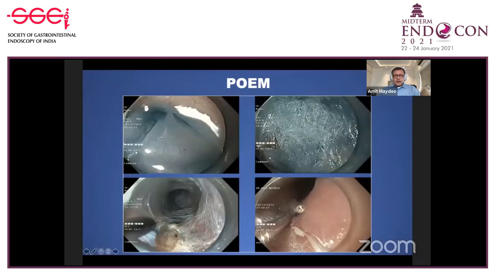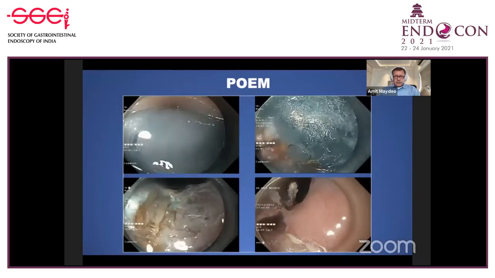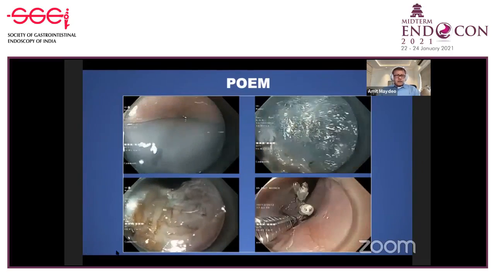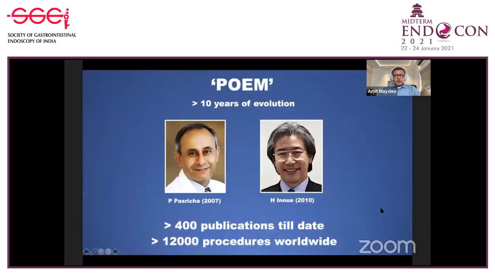So all of us know that the POEM procedure is now an established technique for the treatment of achalasia cardia. And there are many centers all over the world, as well as in our country, who perform the POEM procedure quite effectively. It's more than 10 years of evolution, as you see here. The brainchild of these two geniuses, Pankaj Pasricha initially, followed by Haru Inoue, who first did it on human beings. And till date, there are more than 400 publications on POEM, with more than 12,000 procedures of POEM probably performed all over the world.